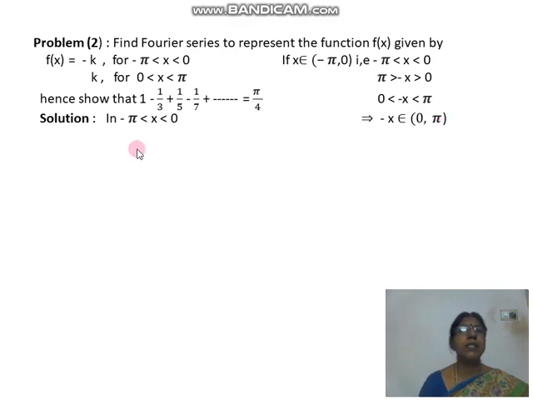Okay, now in the first sub interval, the solution starts with minus pi less than x less than 0. In this interval, what is f of x? Minus k. And we are going to check whether it is an even or odd function. For that we check f of minus x is equal to minus f of x. First I am taking the first sub interval, that is x belongs to minus pi 0. In this interval, what is f of x? Minus k. What is f of minus x?